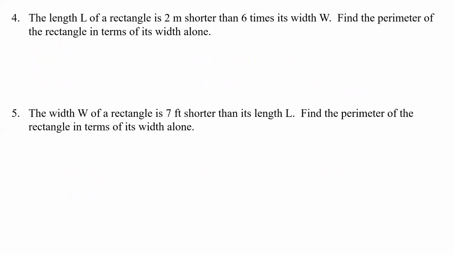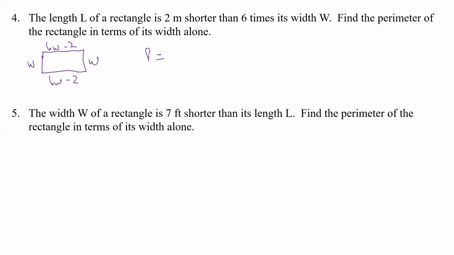All right, some more of these, and they all look like they're rectangles, so that's okay. We can do rectangles. Those are pretty easy. So it says the length of a rectangle is 2 meters shorter than 6 times its width. Find the perimeter in terms of its width alone. All right, so we're saying that's a W, and so that means that's W. So the length is 2 meters shorter than 6 times its width. So 6 times its width, and then minus 2. 6W minus 2 because opposite sides are the same.